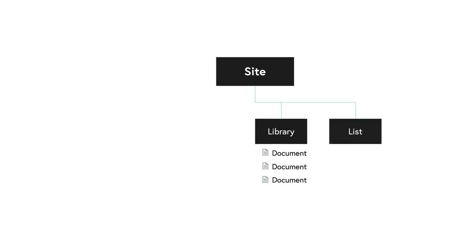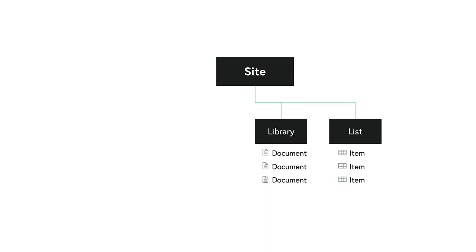Similarly, you have what is called a list. A list shares a lot of similarities with a library, except a list contains items. And examples of lists include you could have a list of links. You could have a list of contact information for contacts in your department, or you could have a list of events that are upcoming throughout the calendar year, such as a holiday calendar.